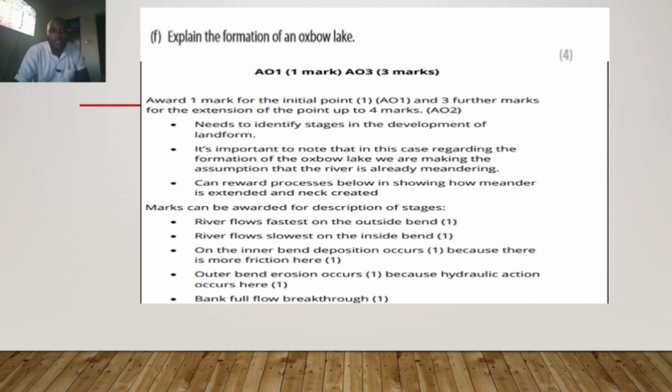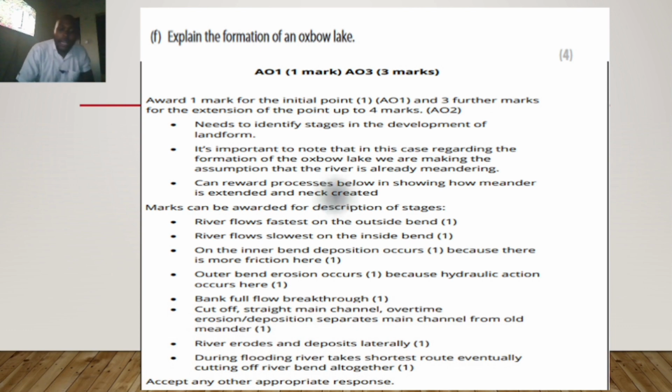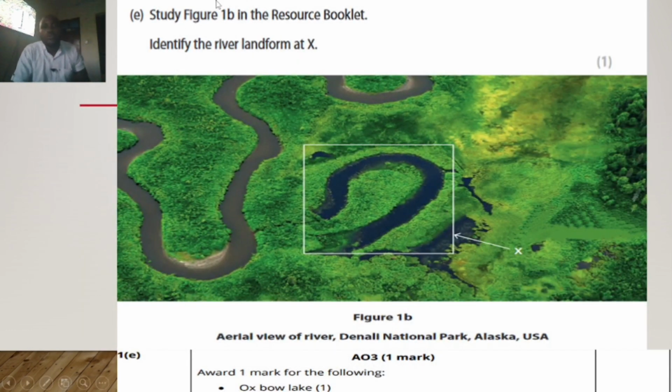So all these points, remember, award 1 mark for the initial point, and then the further 3 marks. No, these are 4 marks questions, okay? Further 3 marks for the extension of the point, all right? I think it's clear. Then you go to the next one, identify the river landform at X. So this one is an Oxbow Lake, but if it's still not yet separated, that's still a meander, all right?